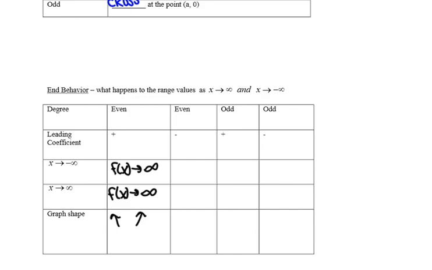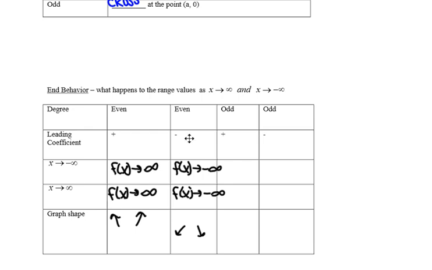Okay, so the second column we're going to work with, as x approaches negative infinity, f of x is going to approach negative infinity. And as x approaches positive infinity, f of x is approaching negative infinity. And this time around, it's going to go this and this. So notice, if the degree is even, the end behavior directions are going in the exact same directions, either both going up or both going down.